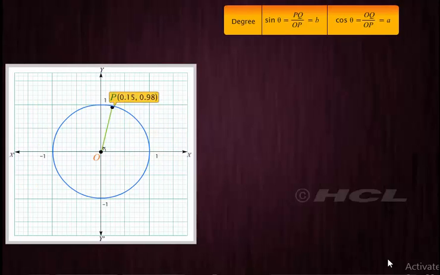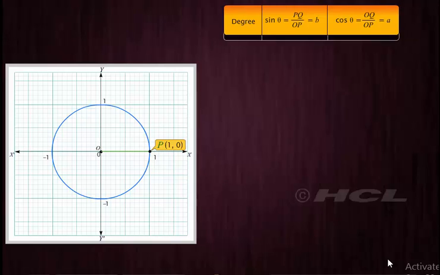As you can see, the coordinates of point P change according to the change in value of the angle theta. As a result, the values of sine and cosine change according to the change in value of theta. For the angle 0 degrees, the value of sine theta equals 0 and the value of cosine theta equals 1.